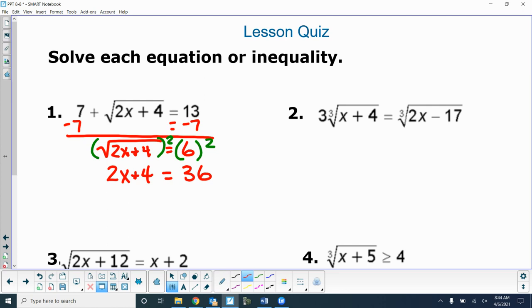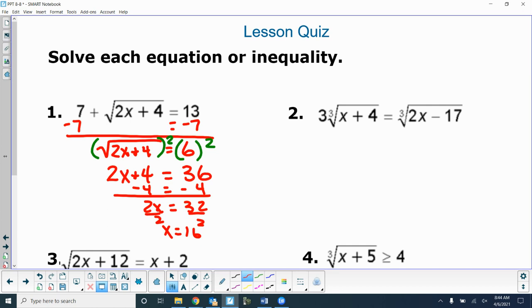And then we just solve it. Minus 4. And then divide by 2. And we get 16. You guys okay with that? Yep. All right. And again, if we check it, 2 times 16 is 32 plus 4 is 36. Square root of 36, 6 plus 7 works. 13, right?